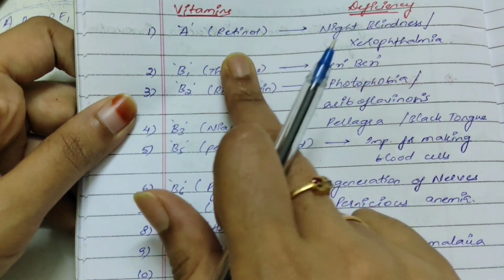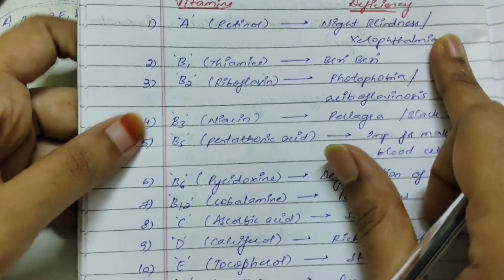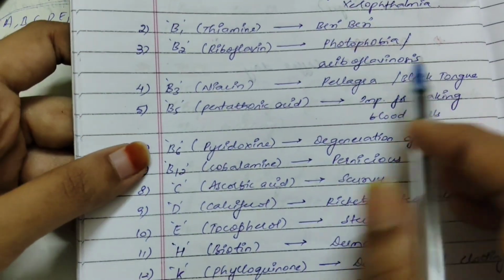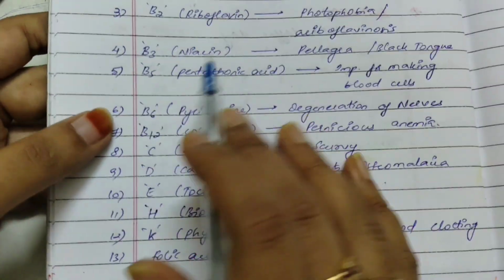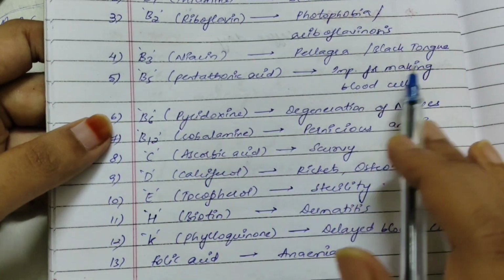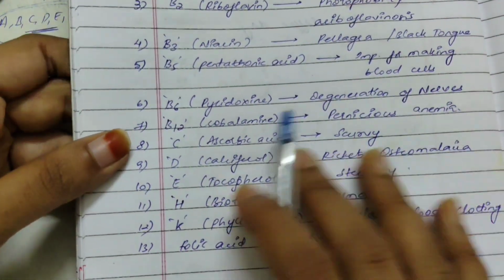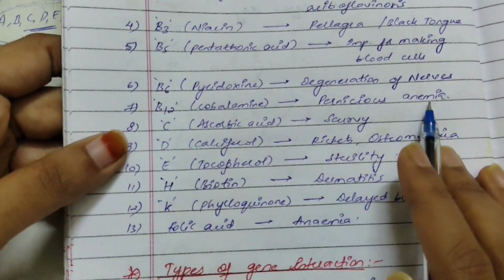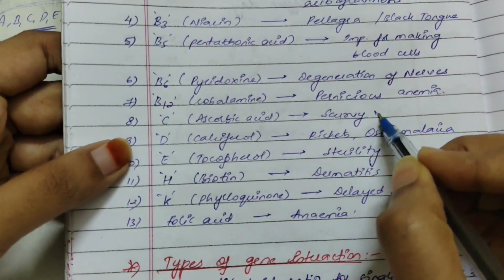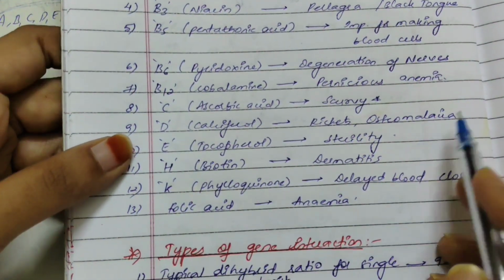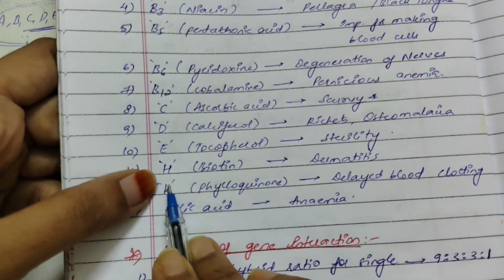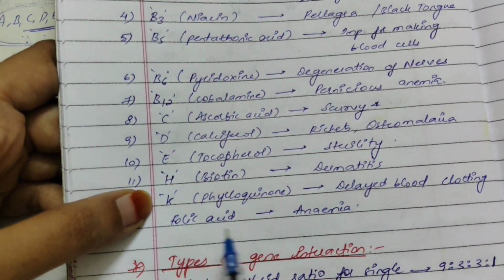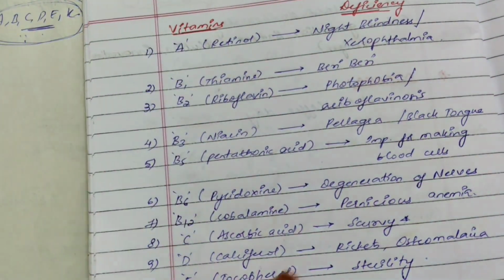Vitamin A, retinol: deficiency night blindness, xerophthalmia. B1 thiamine: beriberi. B2 riboflavin: photophobia. B3 niacin: pellagra or black tongue disease. B5 pantothenic acid: important for making blood cells, nothing like deficiency. B6 pyridoxine: degeneration of nerves. B12 cyanocobalamin: pernicious anemia. C ascorbic acid: scurvy, very important. D calciferol: rickets, osteomalacia. E tocopherol: sterility. H biotin: dermatitis. K phylloquinone: delayed blood clotting. Folic acid: anemia. In the vitamin part this is important.